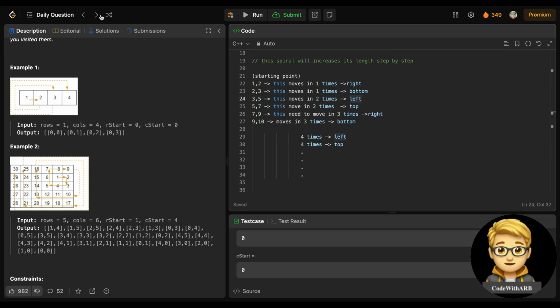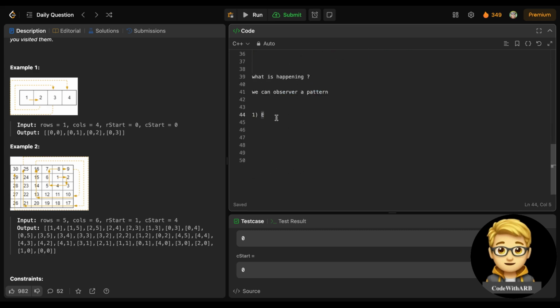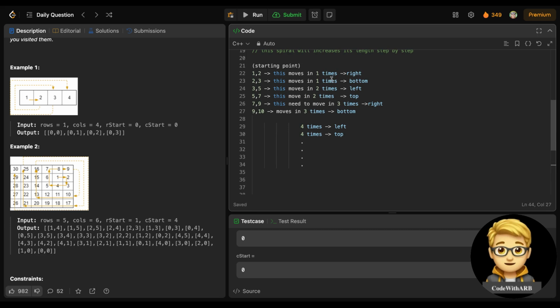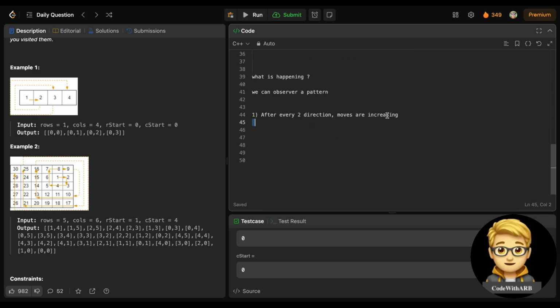So what is happening is that for each direction I need to move 1, 1, then 2, 2, then 3, 3, just like that. For right and bottom, one move each. After every two directions, the moves are increasing. When we move right and bottom, after these the move count increases by one for left and top, and then again after these two, the moves increase again. So basically after every two directions, the moves are increasing.